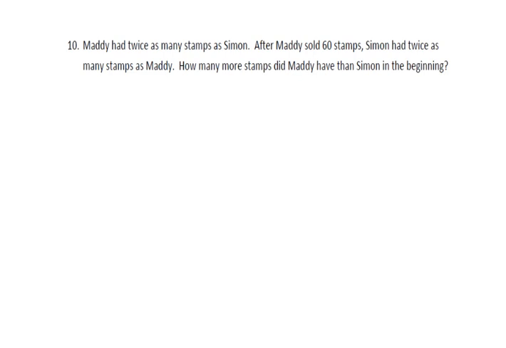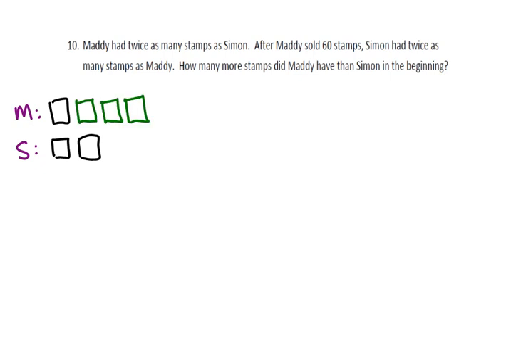And let's look at the ending picture. Simon has twice as many stamps as Maddie. So this is the way it has to end up. Simon has twice as many as Maddie. But it started out with Maddie having twice as many stamps as Simon. So at the beginning it really had to look like this, where Maddie had twice as many as Simon, but then she sold some stamps. Specifically, she sold 60 stamps, and it ended up with Simon having twice as many stamps as Maddie has.